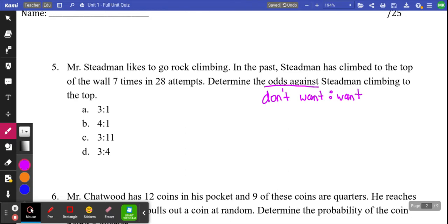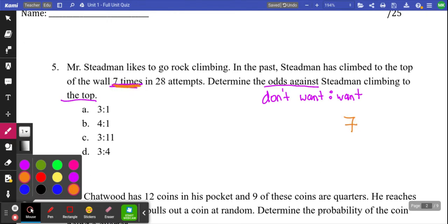Okay, it said Stedman climbed to the top of the wall 7 times in 28 attempts. Determine the odds against climbing to the top. Okay, so that would be 7 things that I wanted, right? Because I want to get to the top. So that 7 goes here. I want to get to the top. There's 7 times I actually got there. What I don't want is to fail. They didn't tell me how many times I didn't make it, but they told me that I tried 28 times.